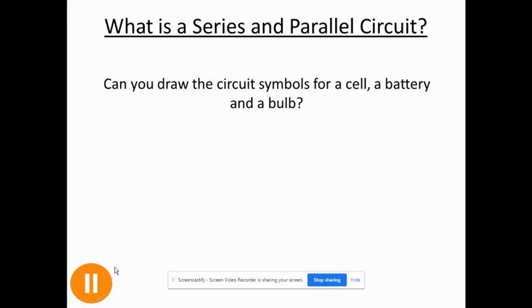Okay, so we're just going to start off. Can you remember the circuit symbols for a cell, a battery, and a bulb? Give yourself a minute to get those written down if you pause the video now.